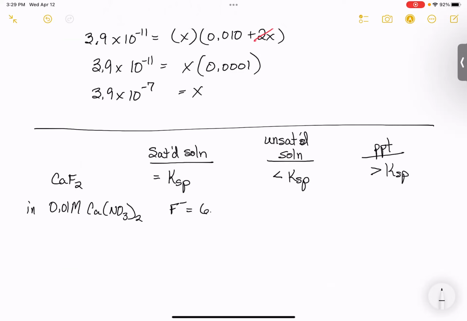If the fluoride concentration is 6.24 times 10 to the minus 5, you'll get a saturated solution, because that's equal to 2x. Anything less than that 6.24 times 10 to the minus 5, you can expect to get an unsaturated solution because you won't have enough fluoride to precipitate it out. And anything greater than the 6.24 times 10 to the minus 5, you can expect to get a precipitate.